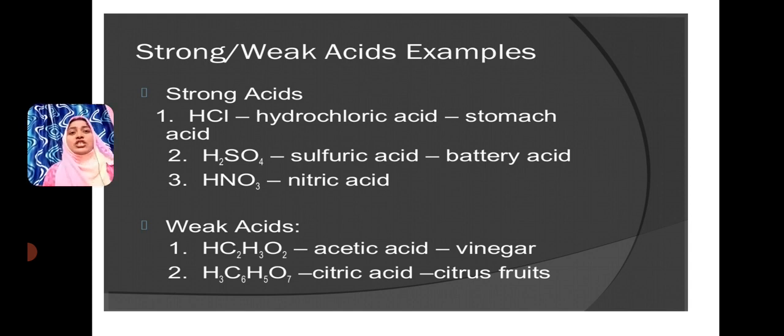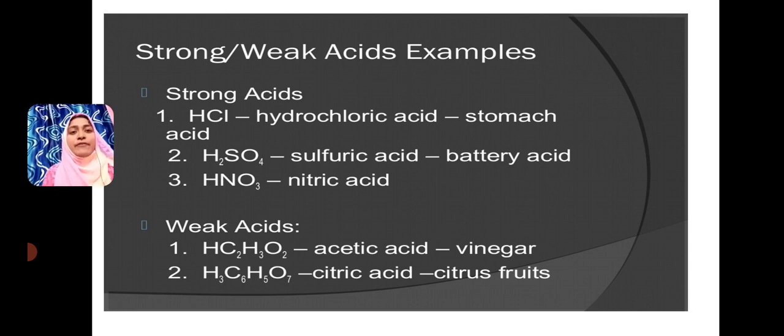Next, H2SO4. The chemical name of H2SO4 is sulfuric acid, which we use as battery acid. You can see it in cars, vehicles, buses. These batteries use sulfuric acid. The chemical formula of sulfuric acid is H2SO4. Next is nitric acid. The chemical formula of nitric acid is HNO3.